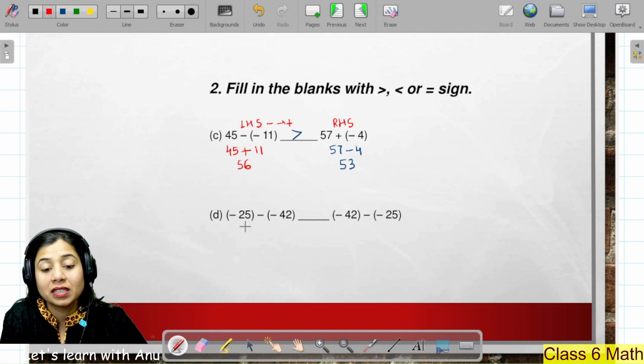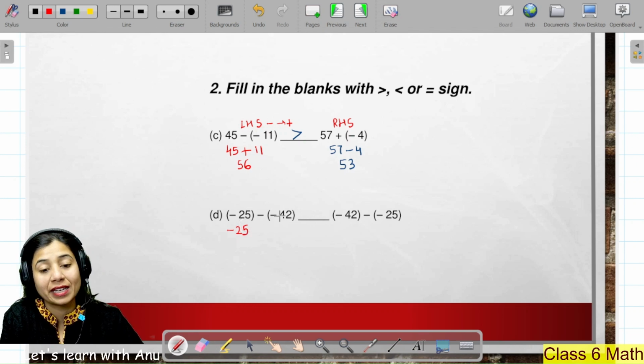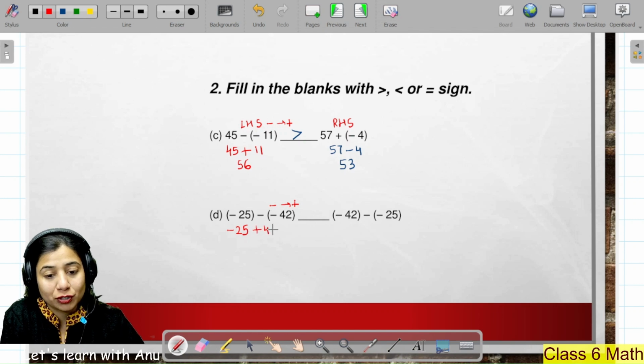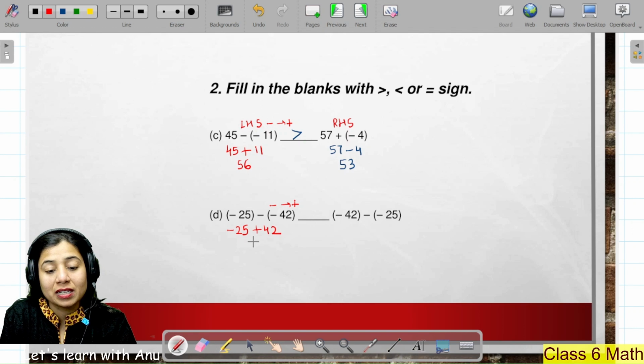Moving to D part, again we have to open the bracket, so it's minus 25. We have a negative sign outside, so the inner sign will change from minus to plus. So that's plus 42. Then we have opposite signs, so subtraction is going to happen. So it's 42 minus 25, it's 17, and the sign will come of the bigger number, that's 42.